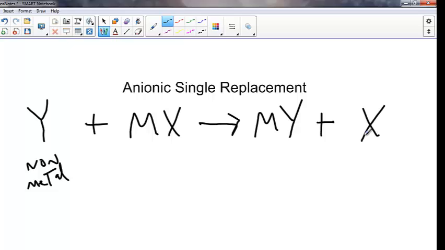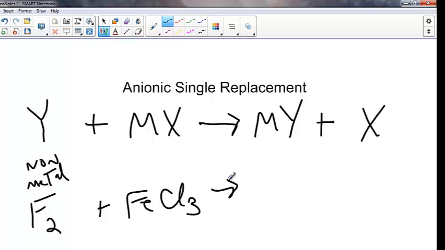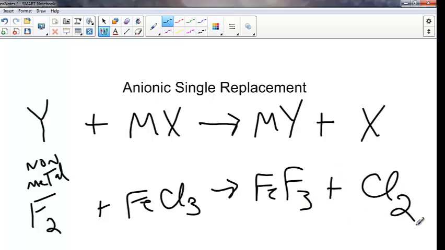So these are very common with halogens. Remember halogens, group 17? Very common with halogens. So I might say something like F2. Remember, halogens are the ones that are sub 2s when they're by themselves, but it's still a single element. Plus FeCl3 goes to FeF3, iron 3 fluoride, plus Cl2.